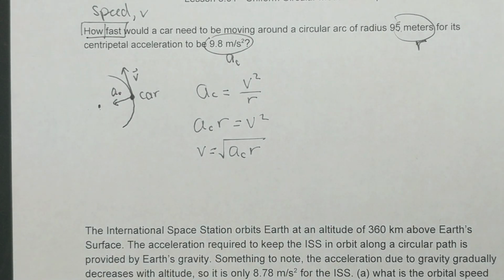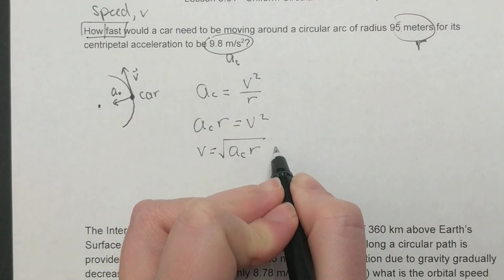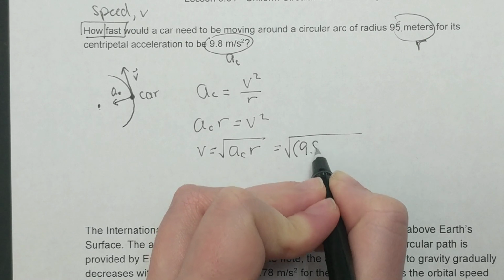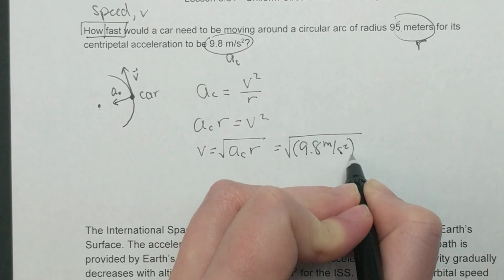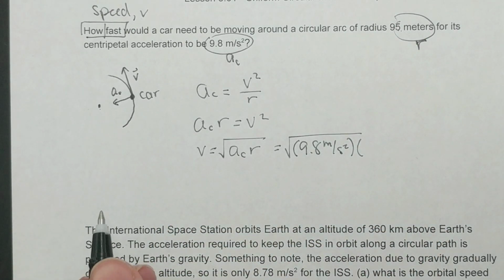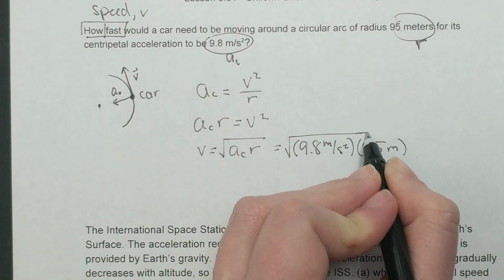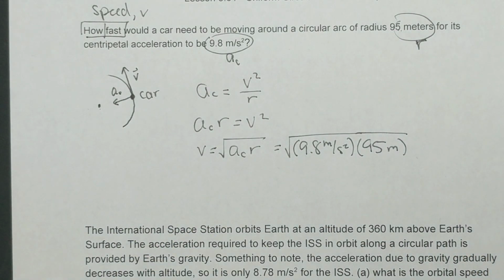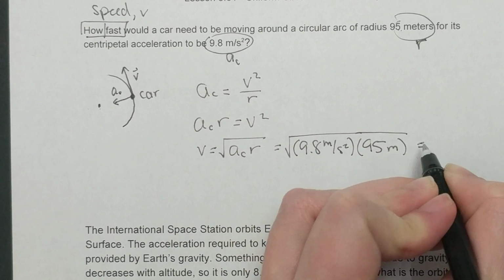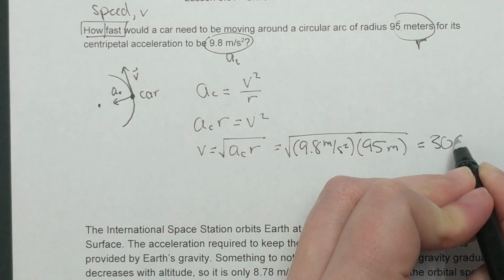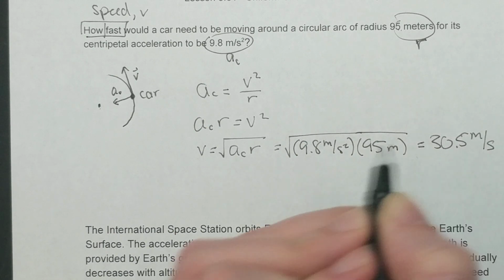So that was pretty straightforward. Now you just need to plug and chug. The square root of our acceleration, 9.8 meters per second squared, multiplied by the radius of the circular path, which is 95 meters. A lot of times in problems they'll try to trick you and give you the diameter of the circular path, so just be cautious of that. When we do the math here, we end up with the speed being 30.5 meters per second.